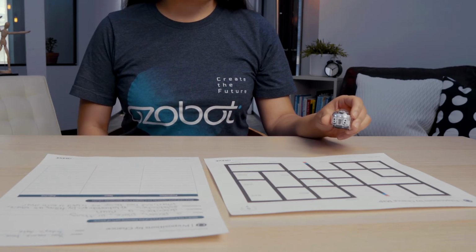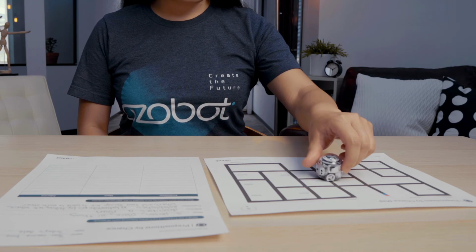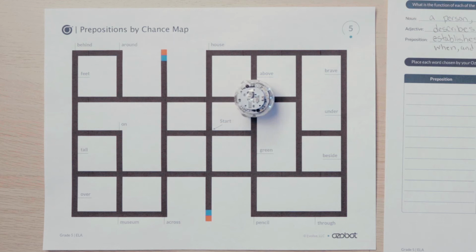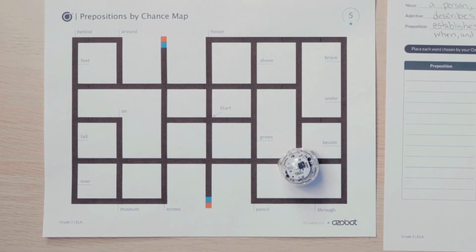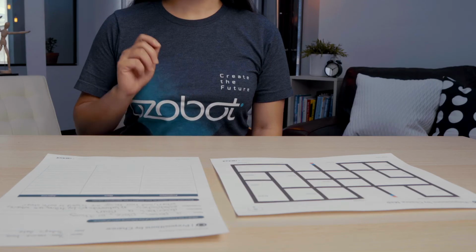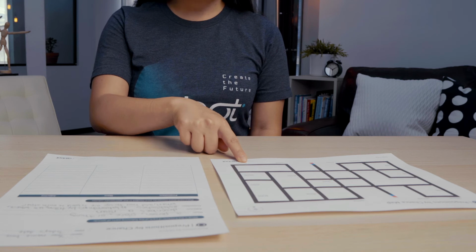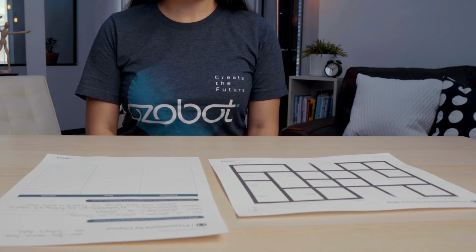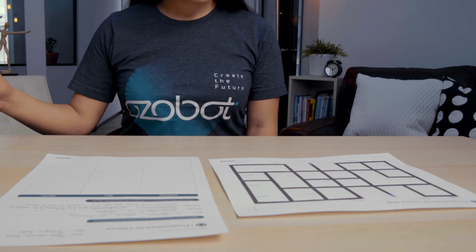Let's do one together. I'll place Ozobot on start and we'll watch it go. The first word it came to is through. Is through a preposition, a noun, or an adjective? That's right, it's a preposition.